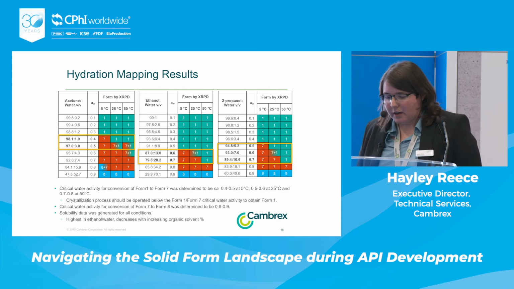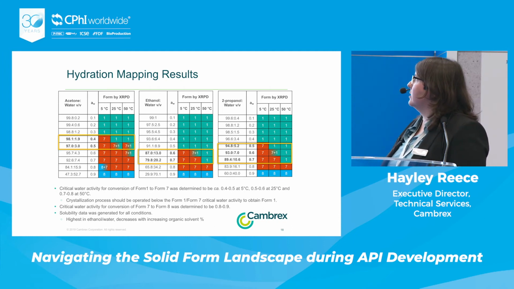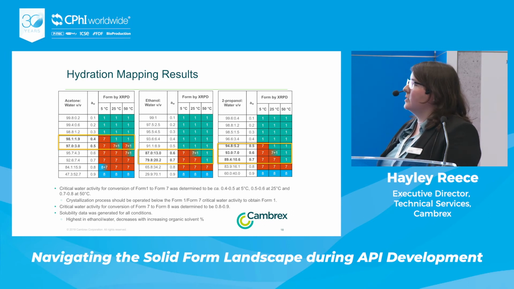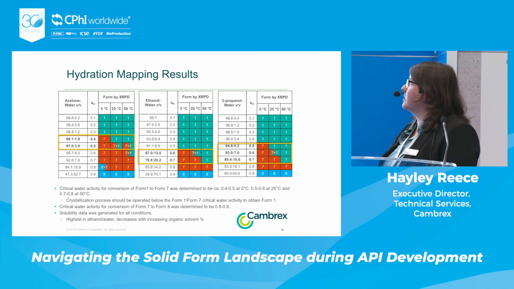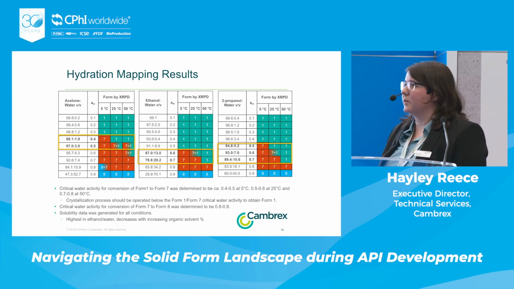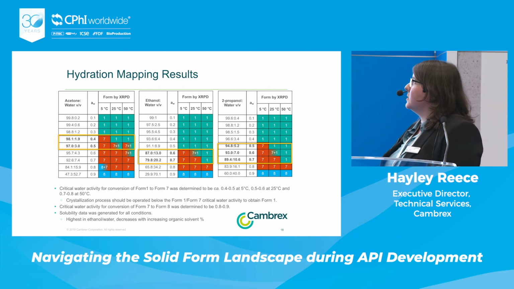So we carried out a hydration mapping study, and this was really the readout of that study. The way this is set up is to create slurries of the API in different solvent water mixtures that equate to different water activities, and then look at the XRPD analysis of the solids to work out what form is favored at a particular water activity and a particular temperature.